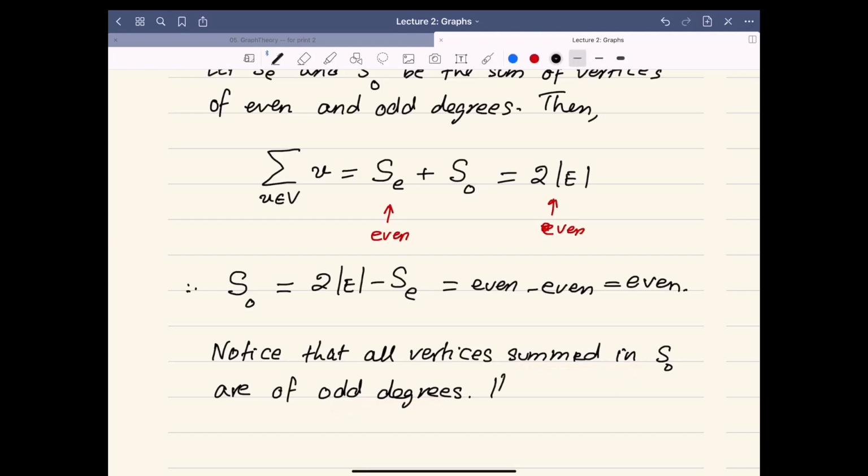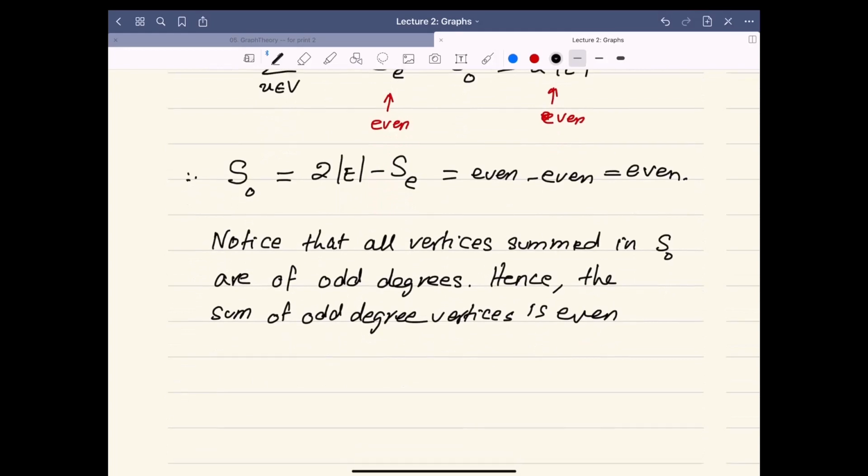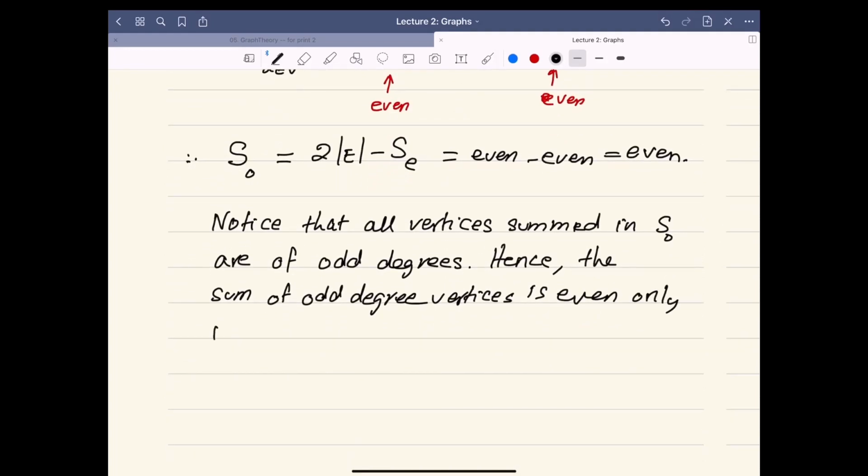Hence, the sum of odd degree vertices is even only if the number of these vertices is even. Okay, let me elaborate more by an example.